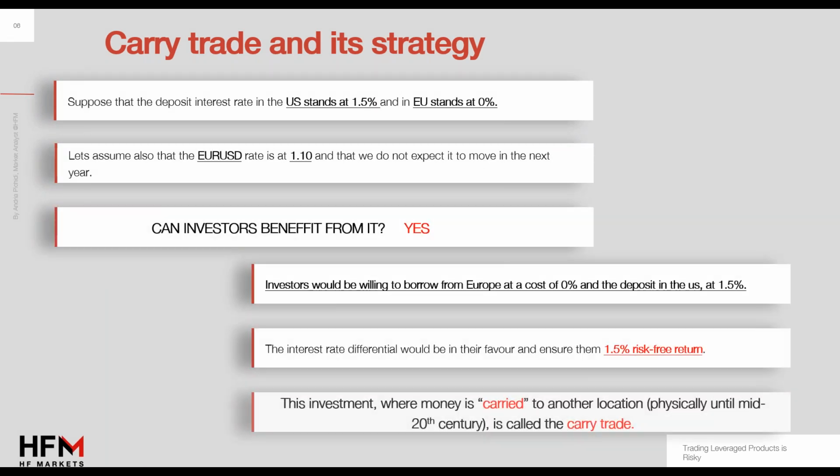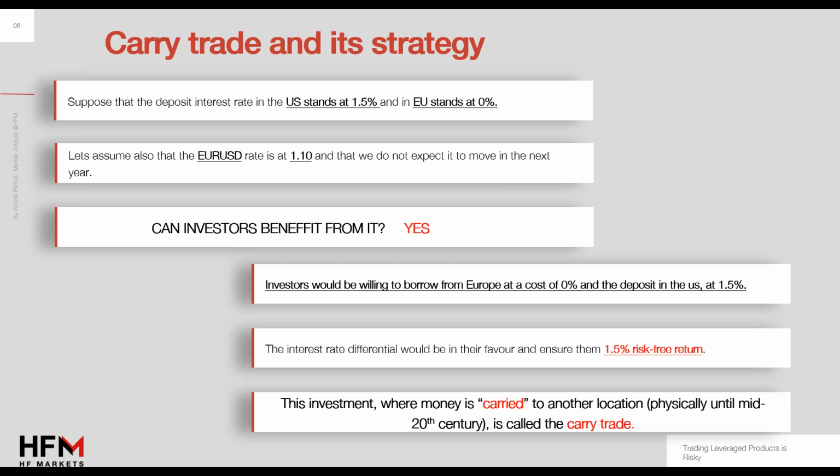So, what is carry trade? Carry trade, guys, is the profit that someone makes. Basically, the purpose of a carry trade is to profit from the difference in interest rates between two currencies. Okay, so let me simplify this term with an example.